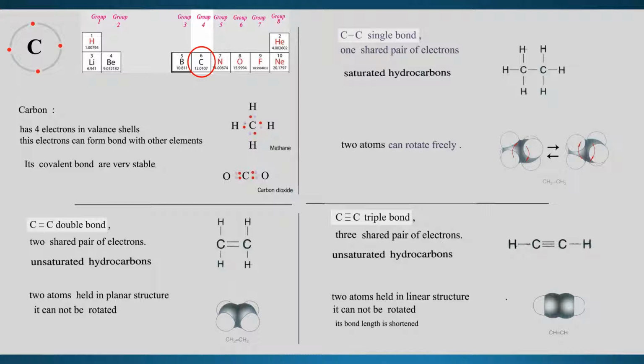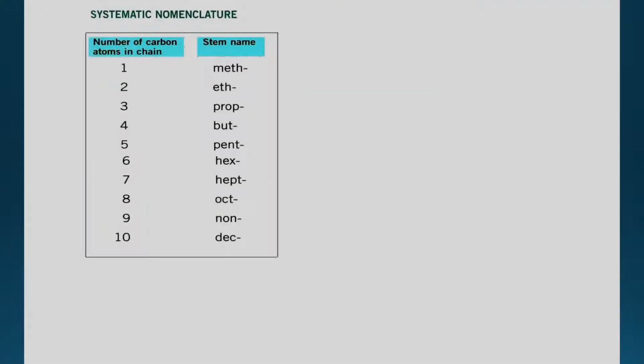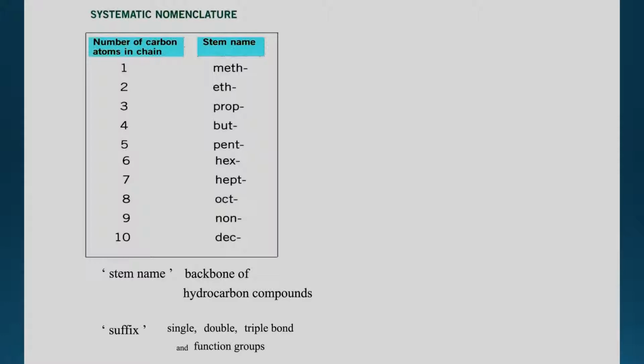Now let's talk more about this hydrocarbon naming. We're listing from 1 to 10 of this naming rule. The stem name means the backbone of the hydrocarbon compound. Like a fish has a backbone, this hydrocarbon chain has a backbone, and this backbone is made of C. And you also have a suffix that we are going to talk about following.